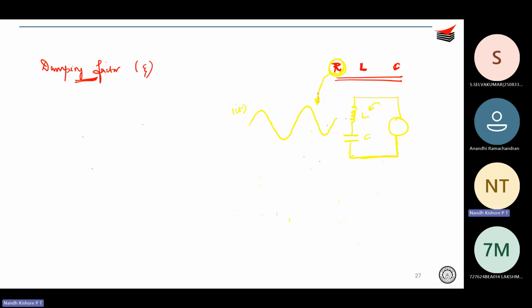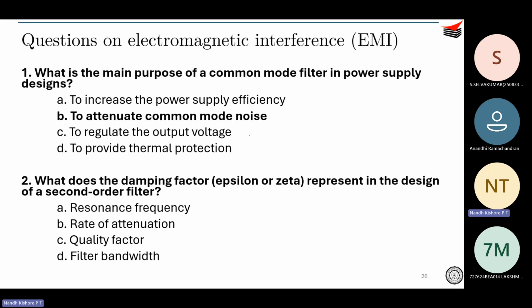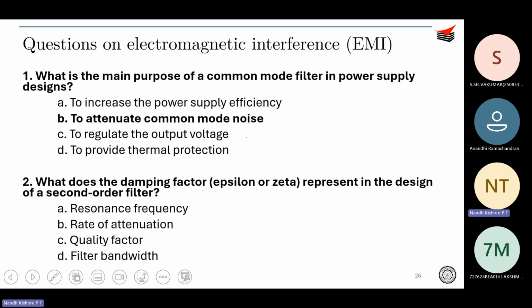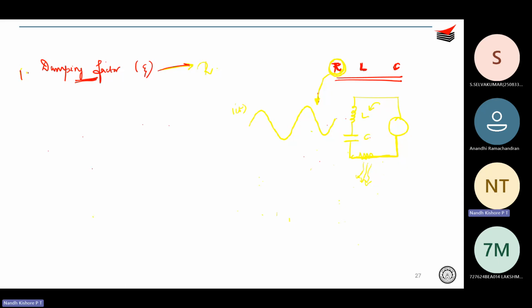Now if I add a resistor, I am dissipating some energy through the resistor. So this is the damping element. Damping factor is something that's related to R. This is one point. Let's come to the next one.